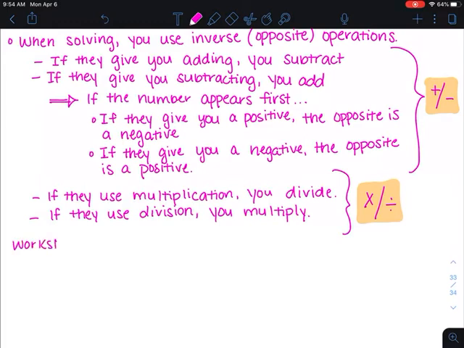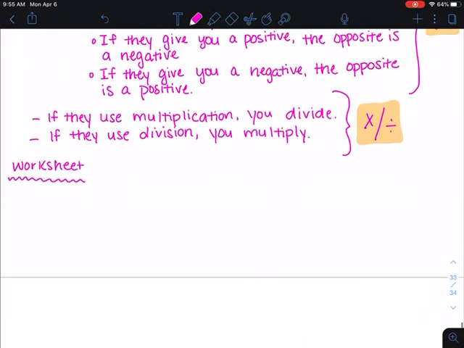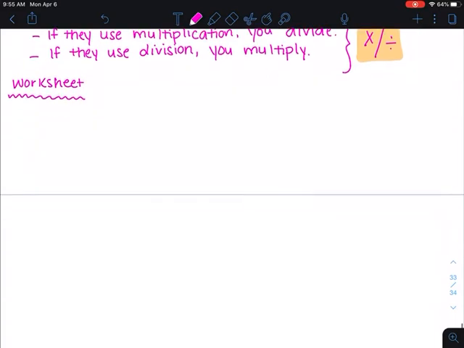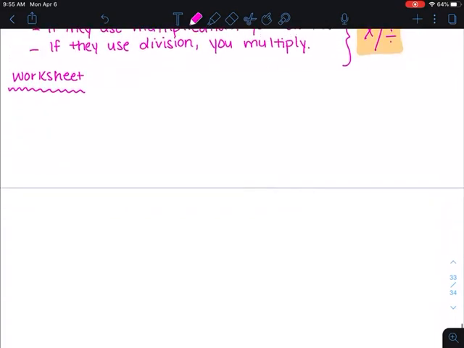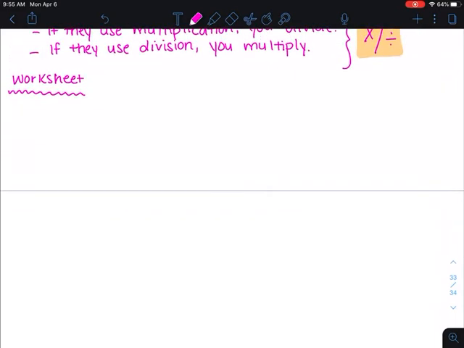Part of your assignment for today is a worksheet. That worksheet contains 30 questions. We will do the odds together, and you will do the evens. So I recommend you take notes and write this down so it will help you complete the worksheet easily.